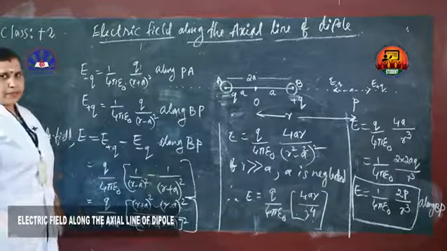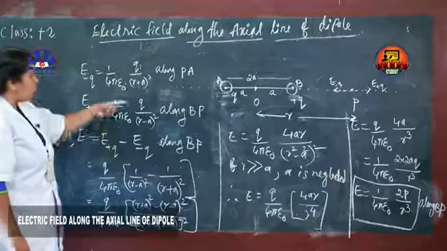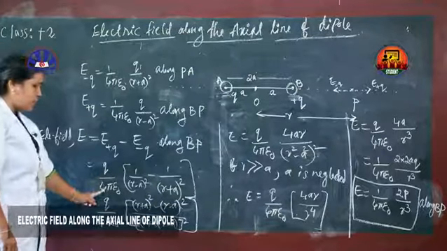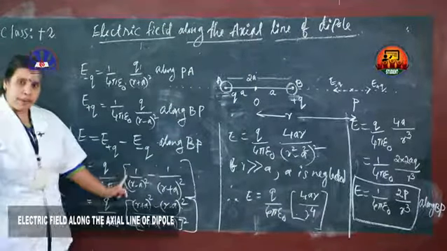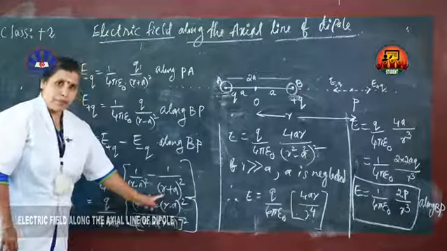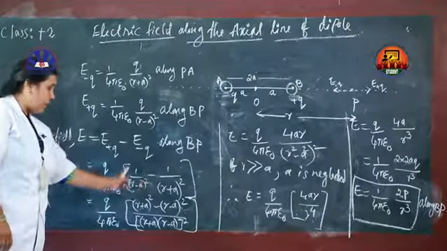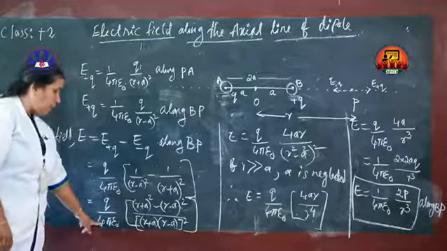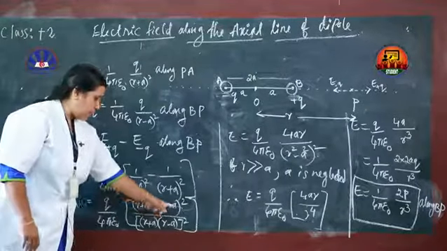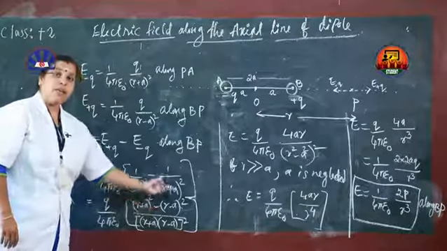Now, we can substitute for both E plus Q and E minus Q and take the common term outside. In both equations, the common term is Q by 4 pi epsilon 0, so it can be taken outside. Within the bracket, 1 by (r minus a) whole square minus 1 by (r plus a) whole square. Now, you have to make the denominators equal by cross multiplying. So, you will get Q by 4 pi epsilon 0 into (r plus a) whole square minus (r minus a) whole square, and the denominator becomes (r plus a) into (r minus a) the whole square.